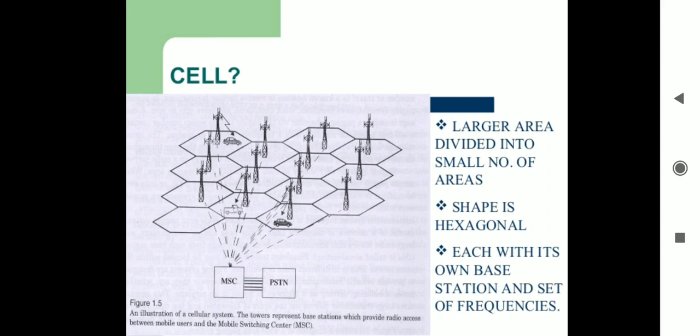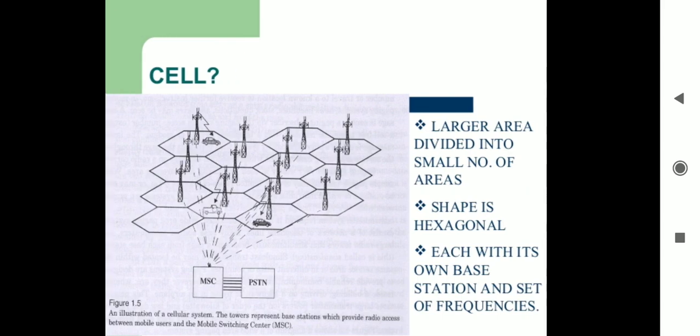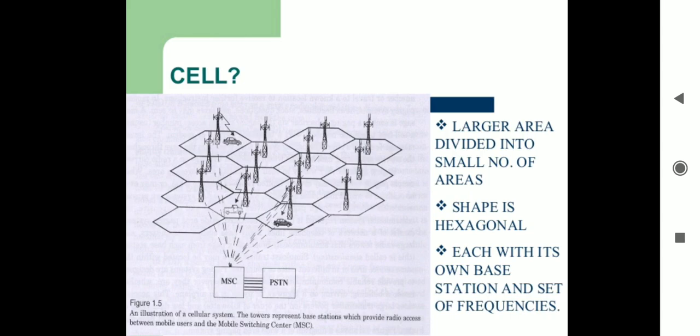Cell splitting is the process of subdividing a congested cell into smaller cells. Listen carefully, students. Cell splitting is the process of subdividing a congested cell into smaller cells such that each smaller cell has its own base station with reduced antenna height and reduced transmitter power.